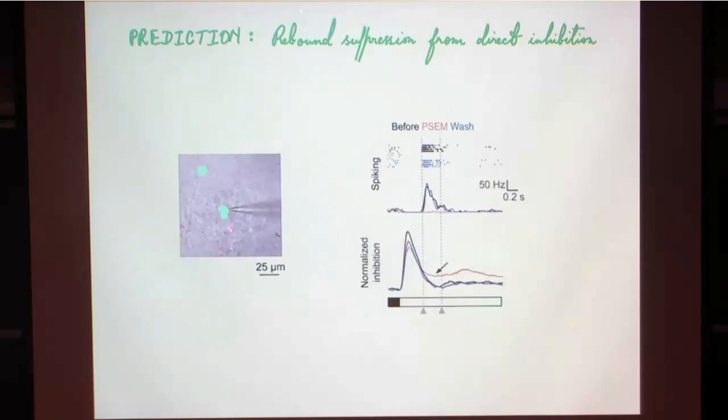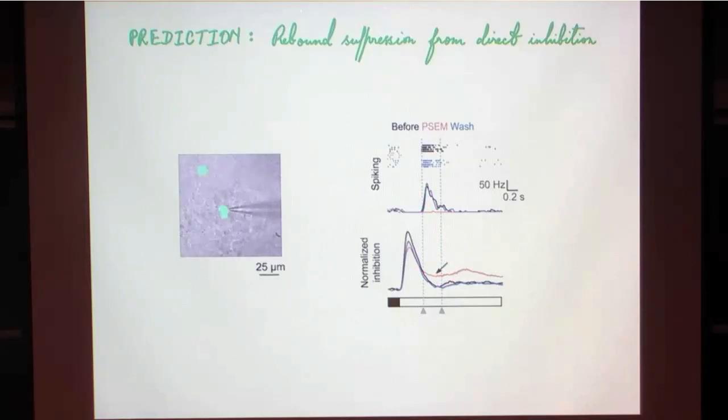She patch clamped these cells. You see that the rebound in these patch clamp experiments also is suppressed. These two traces are the traces before the chemical manipulation and after washout. This is when PSEM is bound to PSAM, and these are the two measures of inhibition. Okay, and what you see indeed is that this curve becomes much more shallow at the moment of the rebound.